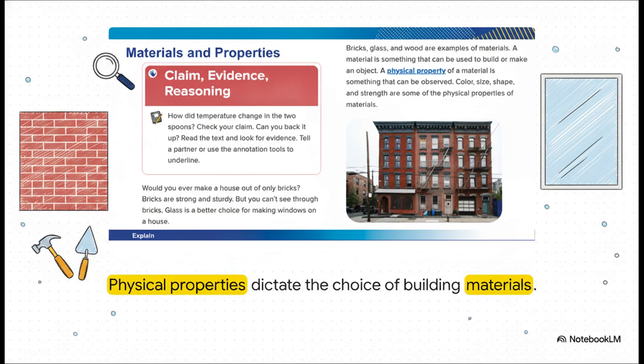A house is a great example here. Bricks are super strong and sturdy, perfect for building walls, but you literally can't see through them, which makes glass the clear, functional choice for windows. It's all about matching the property of the material to its purpose.